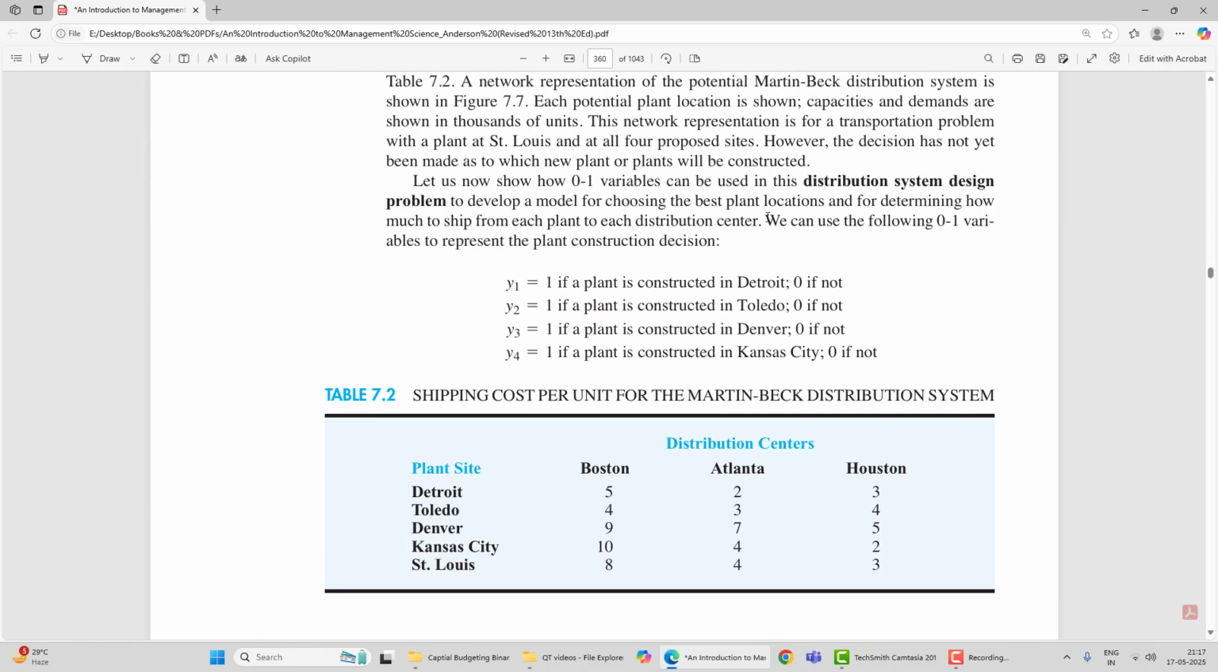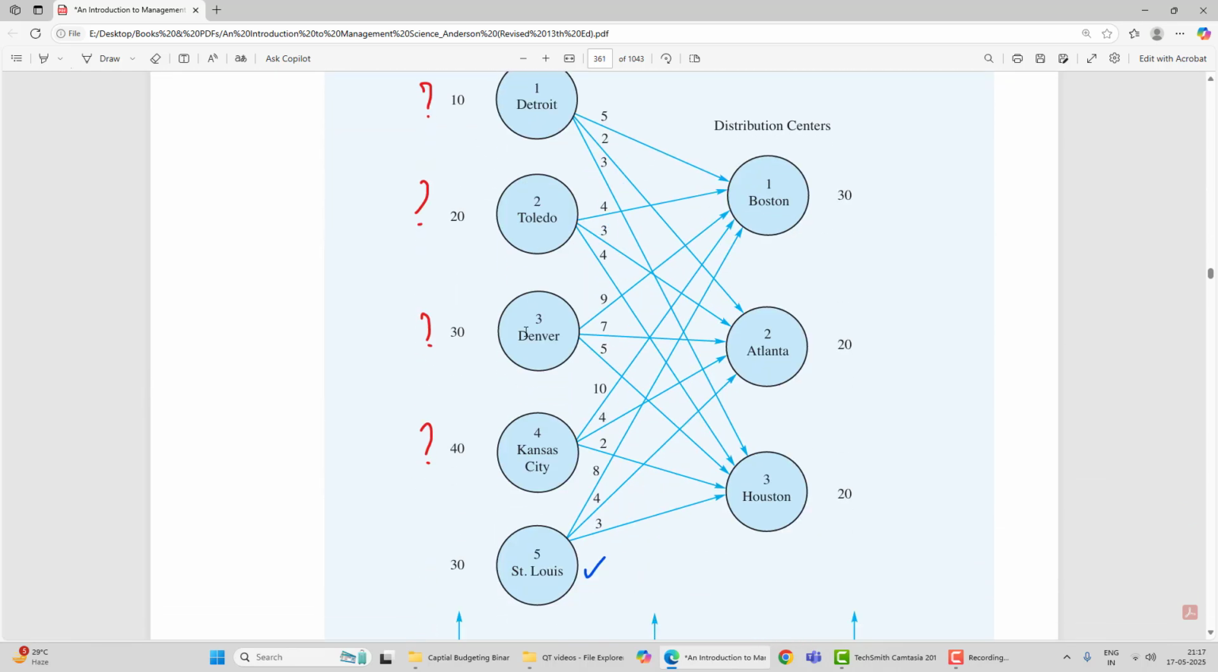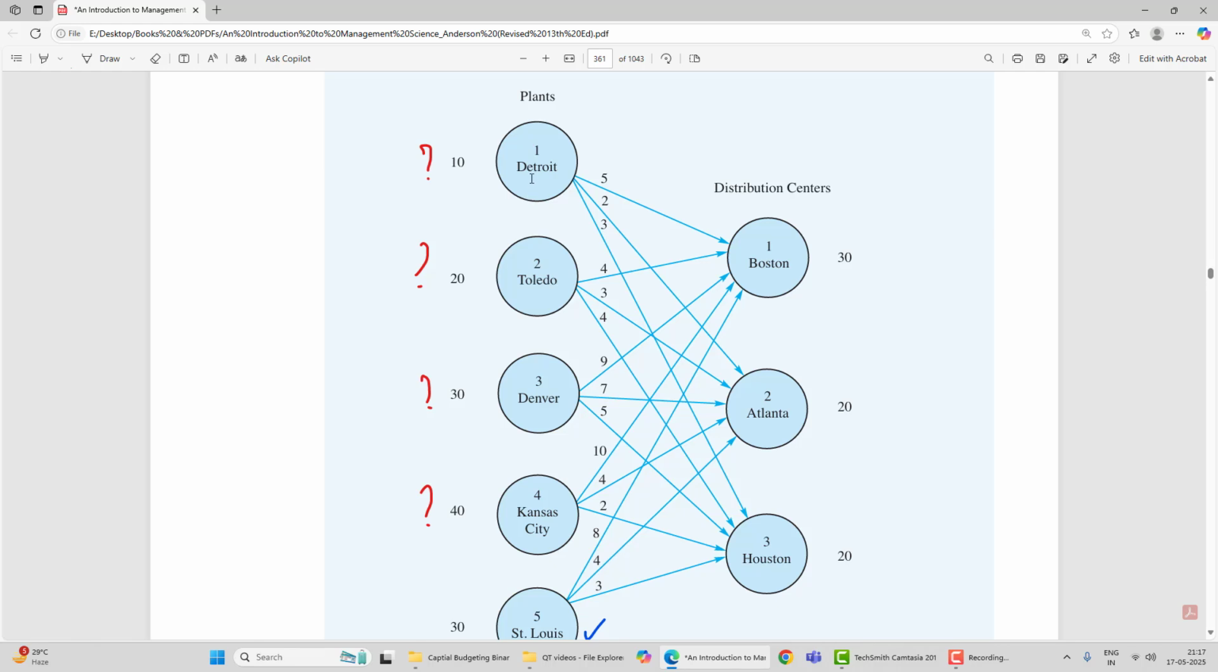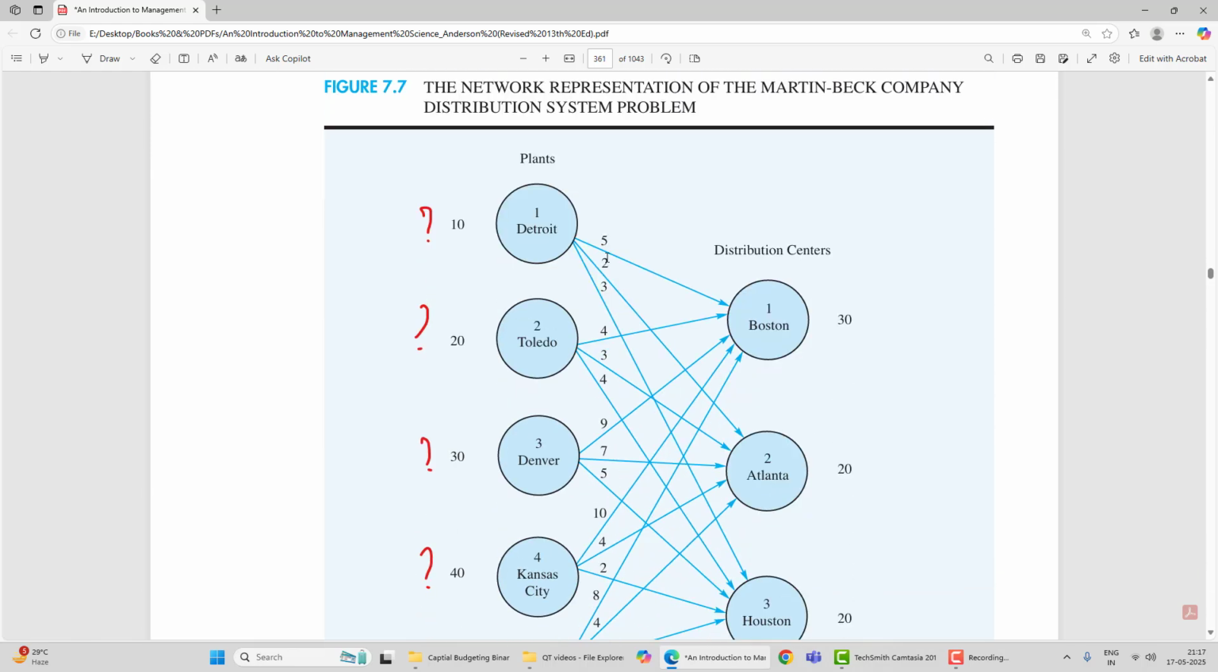So here we are going to use our 0-1 variables for these four question mark plants: Detroit, Toledo, Denver, and Kansas. So they have used Y1, Y2, Y3, Y4. Y1 is 1 if the plant is constructed in Detroit, 0 if not. Y2 is 1 for Toledo, 0 if not. Y3 is 1 for Denver and 0 if not. Y4 is 1 for Kansas City and 0 if not, right? And these values which are given, shipping costs, are already captured here, right?